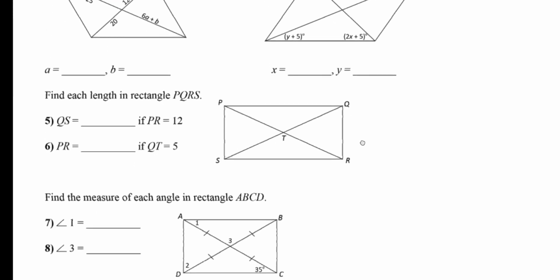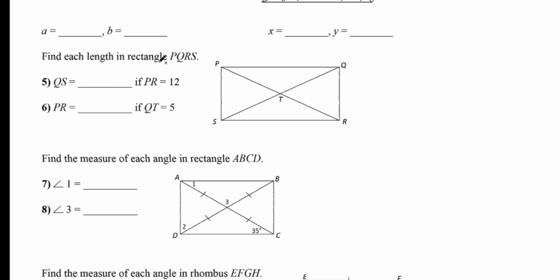Yeah, let's go to this. So what do you do here? Find each length of a rectangle. Find QS. QS is that whole thing if PR is 12. Well, if PR is 12, what's true about the diagonals of a rectangle? They're congruent. They're equal to each other, okay? Just like in an isosceles trapezoid, all right? The diagonals are congruent. So if they tell you PR, which is from here to here, is 12, what is it from Q to S? It's the same exact thing. It's just 12, okay?